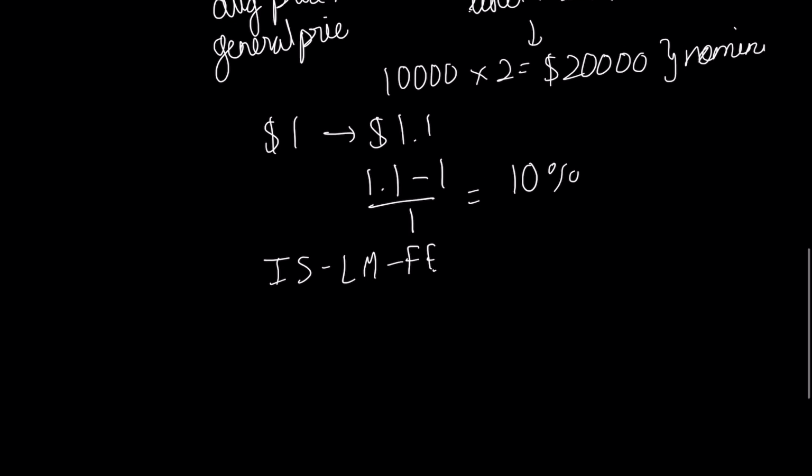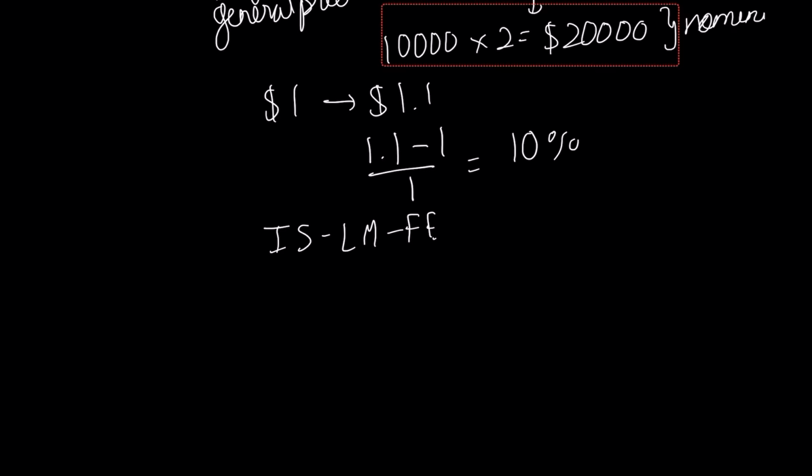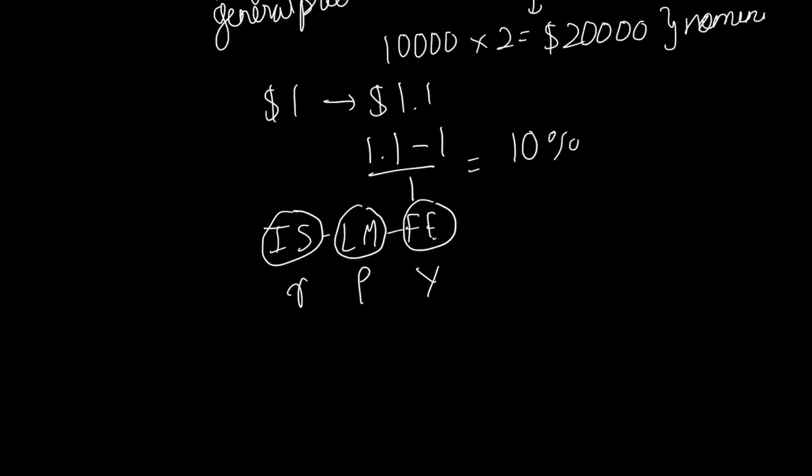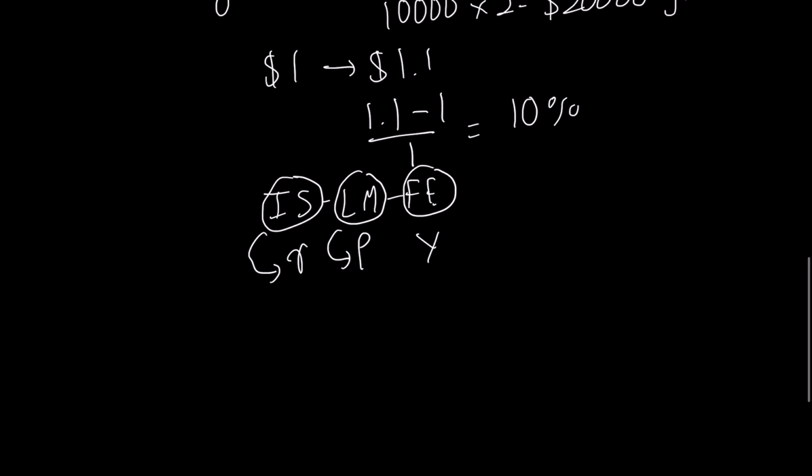So the ISLMFE model is nothing but a macroeconomic construct that allows us to understand how each of these three variables, Y, R, and P, behave. And if you look at the ISLMFE model, there are three parts to it: the IS part, the LM part, and the FE part. These three parts directly correspond to the three economic variables that we talked about. The IS part is to do with the real interest rate, the LM part to do with the prices, and the FE line is to do with the output.